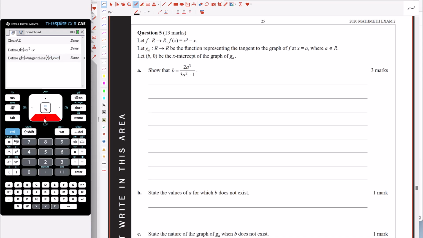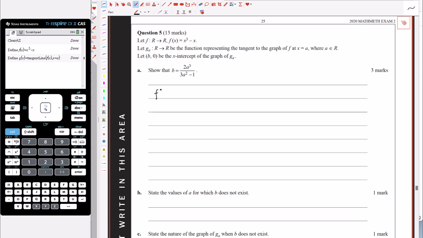Although, a "show that" might mean we do. Let's see where we are. So let B0 be the x-intercept of the graph of G at A. Show that B equals that. Okay, so therefore I actually think we probably need to show how to arrive at the equation of the tangent and then show how the x-intercept of the tangent is this particular value. So therefore I think we need to do a little bit of work by hand here.